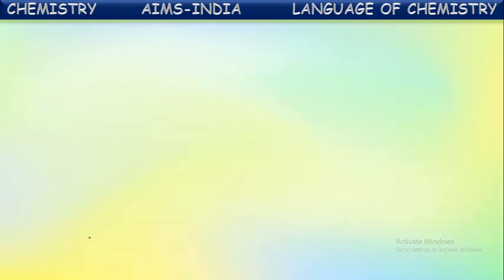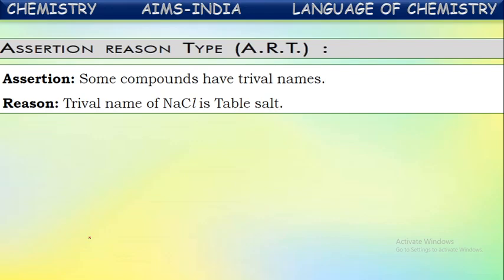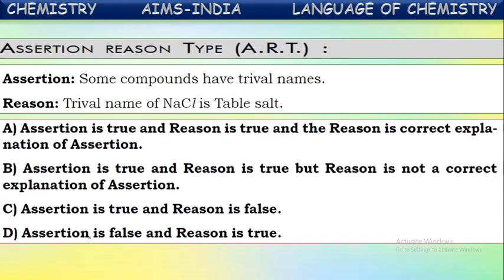Okay, next one. Assertion-reason type questions. See here the question. Some compounds have trivial names. Trivial name of sodium chloride is table salt. Yes, some compounds have trivial names, and they have given an example for the explanation also. Trivial name of sodium chloride is table salt, common salt, or rock salt. Yes, this is a correct statement. Assertion and reason both are correct, and it is a correct explanation for the assertion. So this is the correct answer.